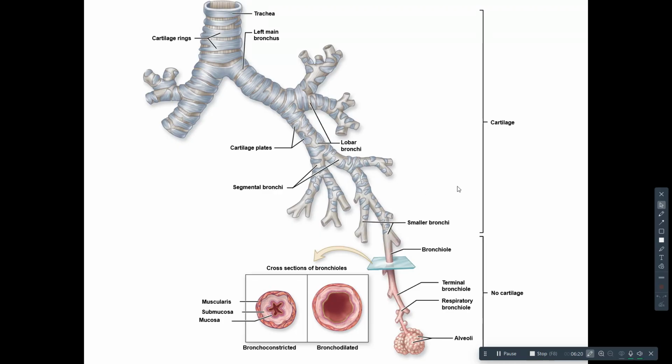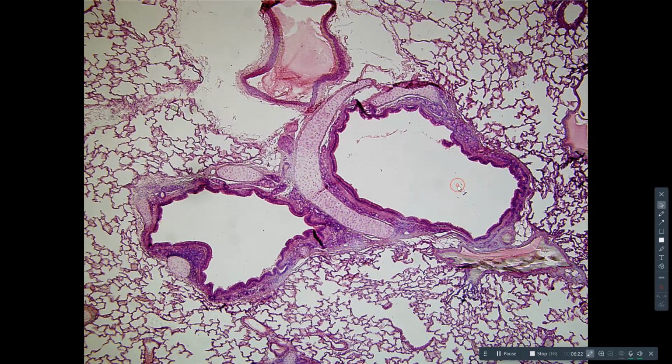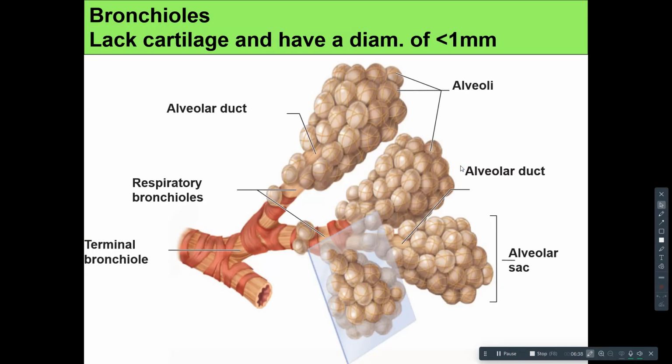All right, so we've looked at this progression into our lungs a bit. I do see a nice bronchus right here. Another one over here. I know these are bronchi because I see cartilage in their walls. All right, so bronchioles, as we said a moment ago, lack cartilage. They have a diameter of less than 1 millimeter.